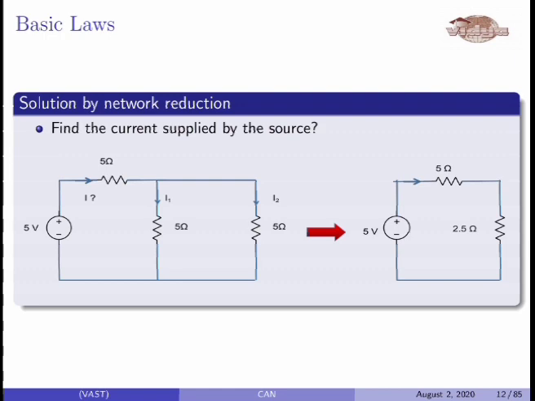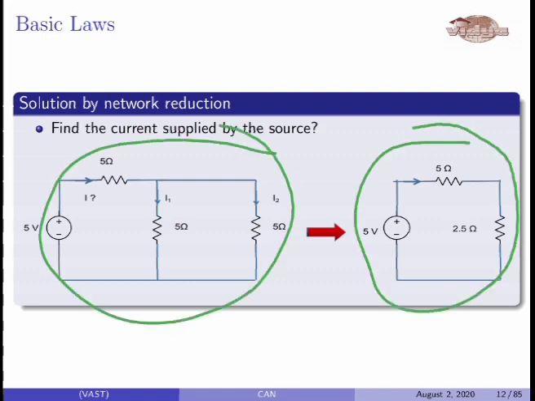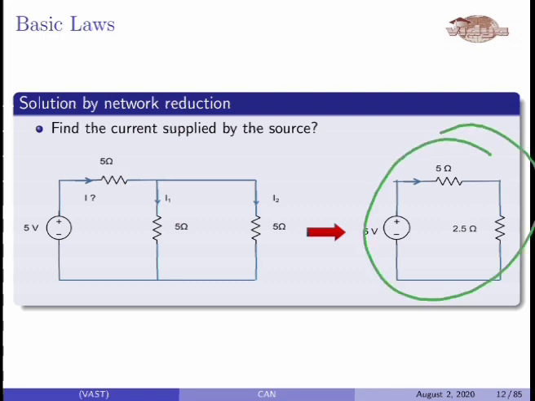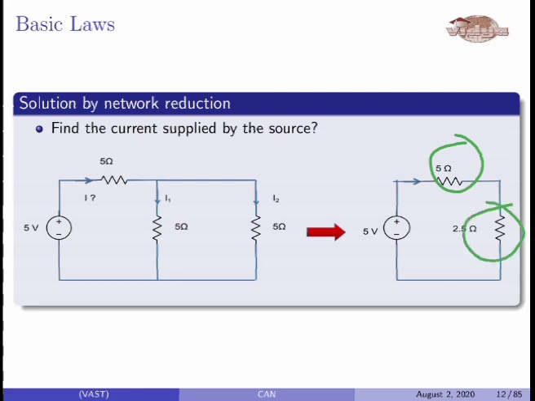Thus we reduced the network. These two networks are identical. Actually here we reduced the two parallel 5 ohm resistors, and the effective resistance will be 2.5 ohm. Okay, in this simple circuit, you can find the current supplied by the battery, because the 5 ohm and 2.5 ohm are in series, and the voltage across the series combination of these two resistors is 5 volt.